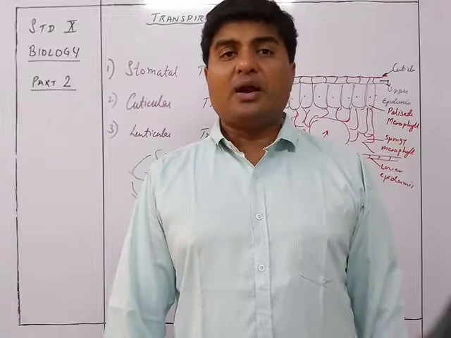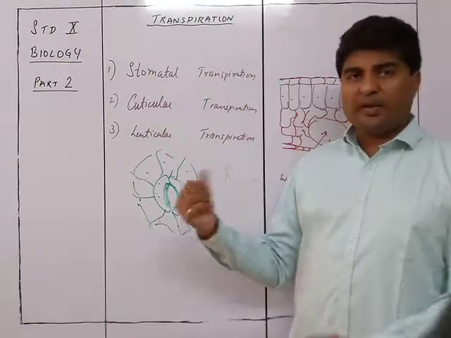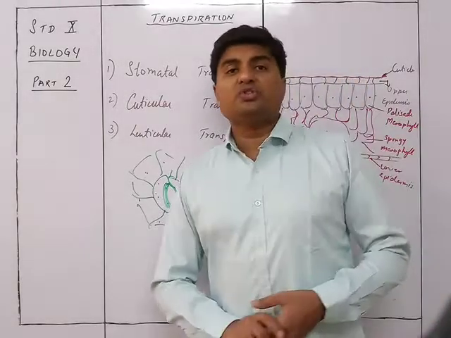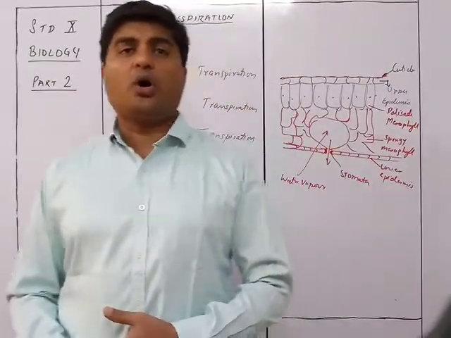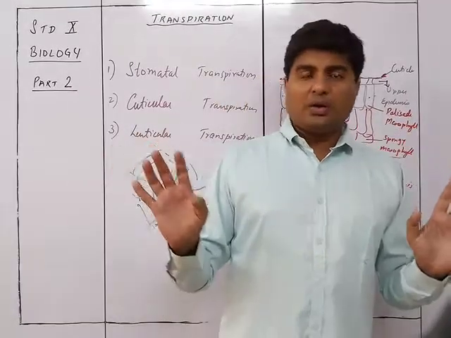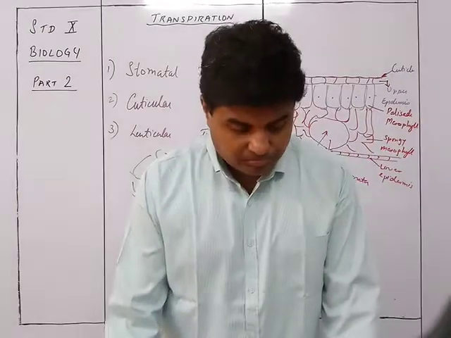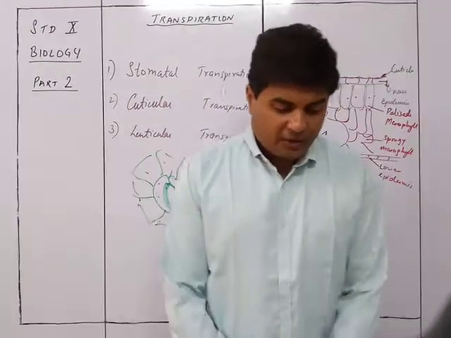The plant controls the transpiration rate by increasing or decreasing the opening of the stomata, but this is not possible in cuticular or lenticular transpiration. In cuticular and lenticular transpiration, water just goes out without any kind of control by the plant. So we see the cuticular transpiration now.